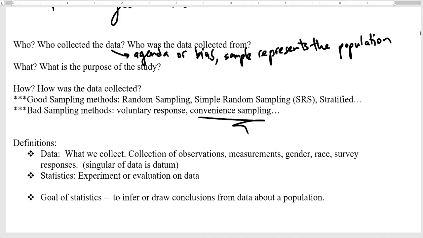if the company was to poll just their customers, that's convenient. They have their information. But do their customers represent everyone who owns a computer? So when we sample in a bad way, all of those create bias. We want to watch out for that.